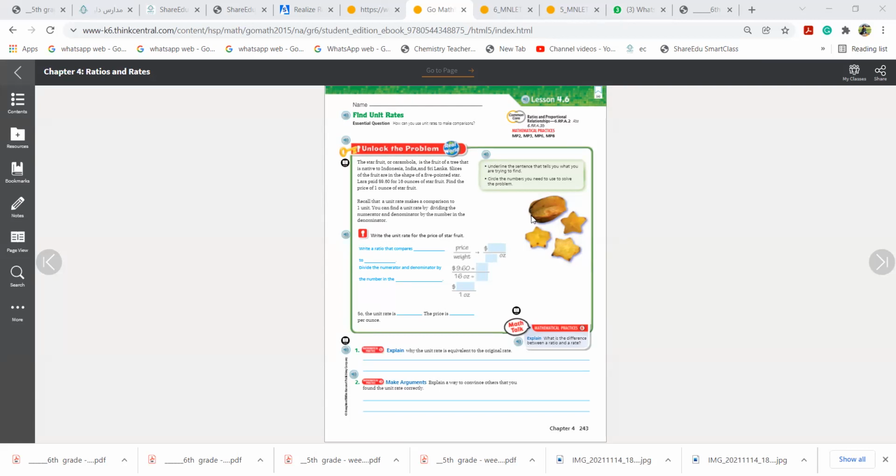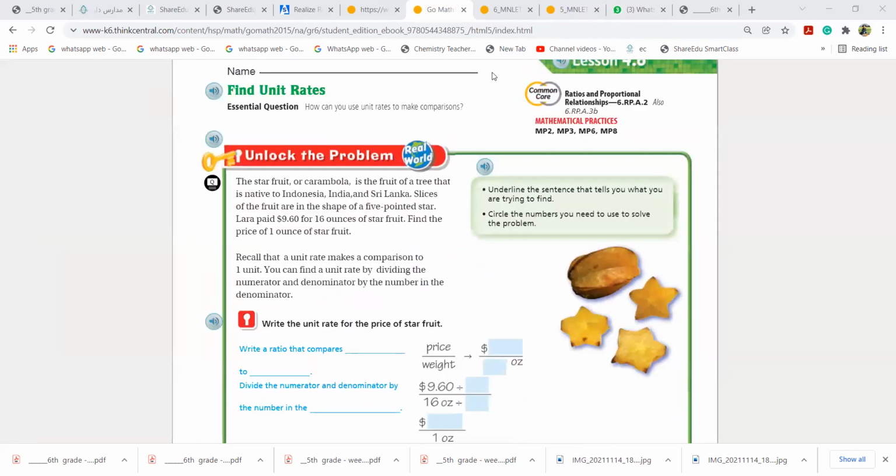Okay, what is the meaning of unit rate? Anyone? The word unit, what does it mean? Miss, can you say it again? What is the meaning of the word unit? Unit means it's part of something.